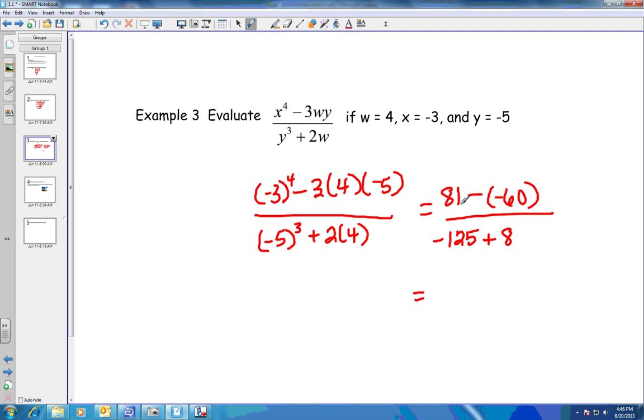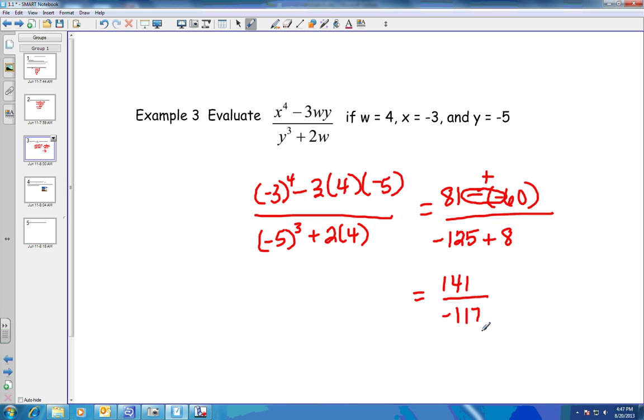So now we're going to do the top. 81 minus a negative 60. Anytime you have two negatives together like that, makes it a positive. So really that's 81 plus 60. So that's going to be what? 141. Negative 125 plus 8. That's going to give me negative 117.